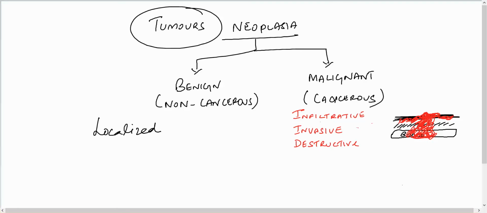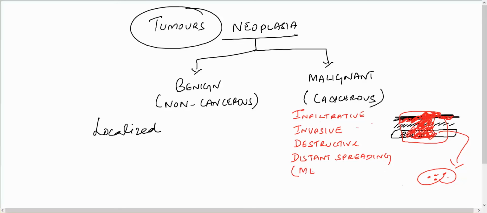And this is the primary area of the tumor, and then it spreads to the other organs. For example, it goes to the brain. It is called distant spreading, otherwise called metastasis.